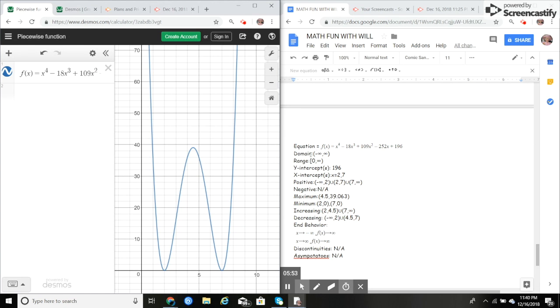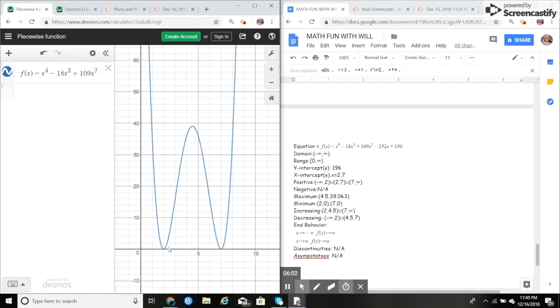Domain, -infinity to infinity. It just stretches on forever, much like my legacy will. The range is from 0 inclusive, because it does hit these points tangentially. I think that's a word. Just hits them and then goes right up. These are only a single point.